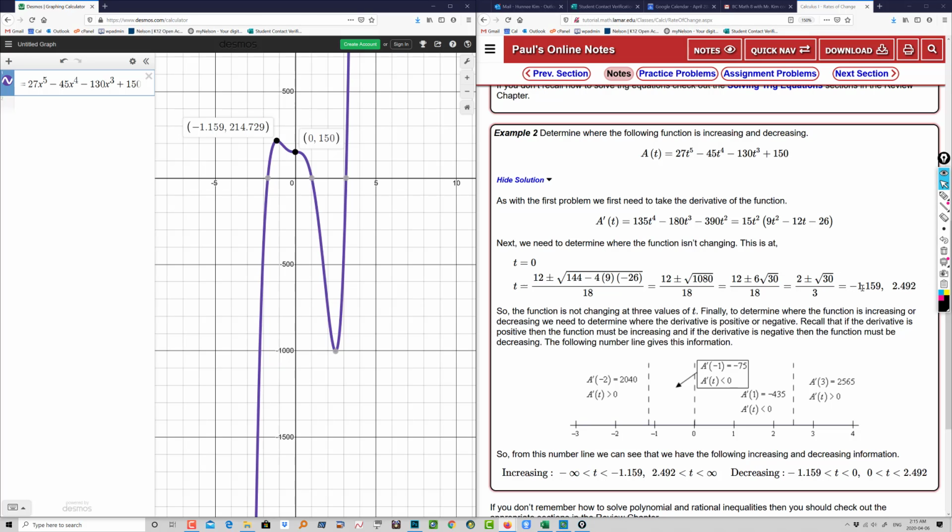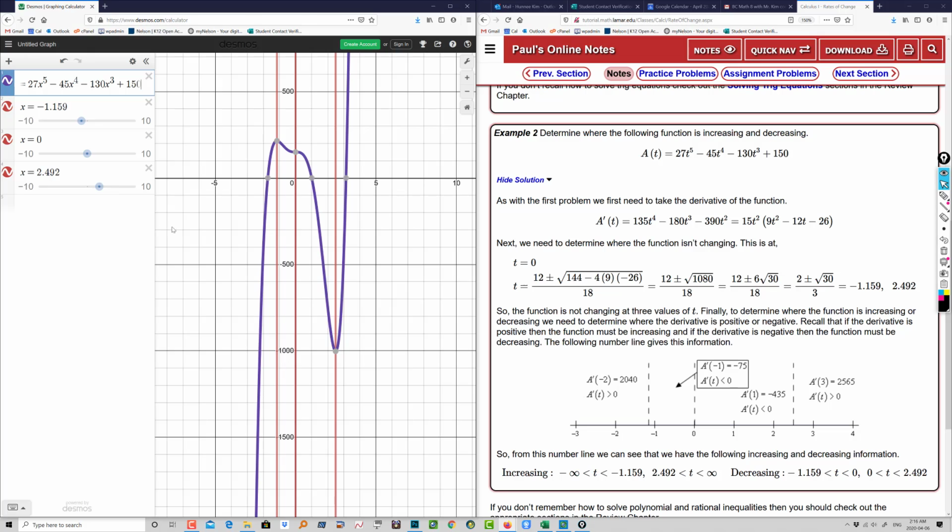And so when we say negative 1.1-ish or 2.5-ish, you can see that we have another country border set up here and here. So how many countries do we have? To the left here is 1 country, 2 countries, 3 countries, and 4 countries in total. And the key to figuring out whether the function is increasing or decreasing is to plug in a test point.